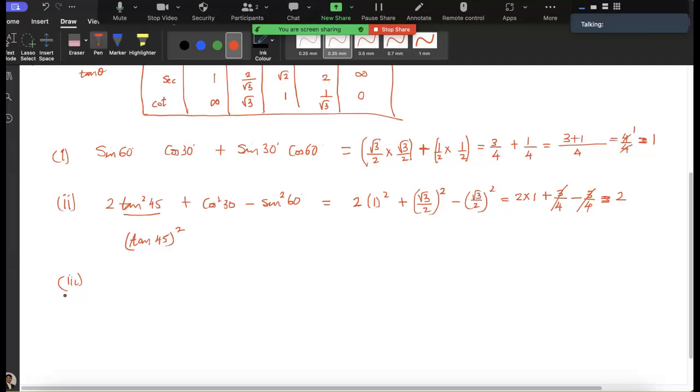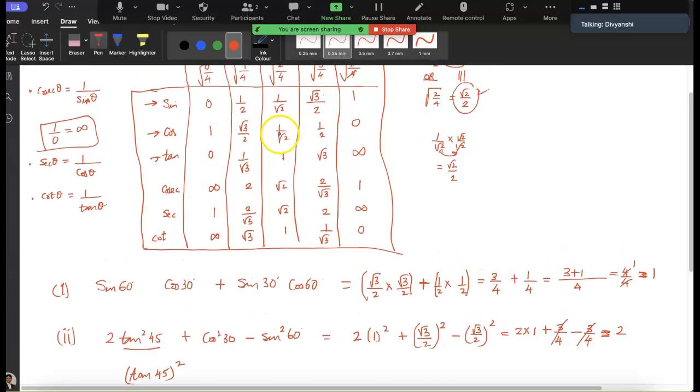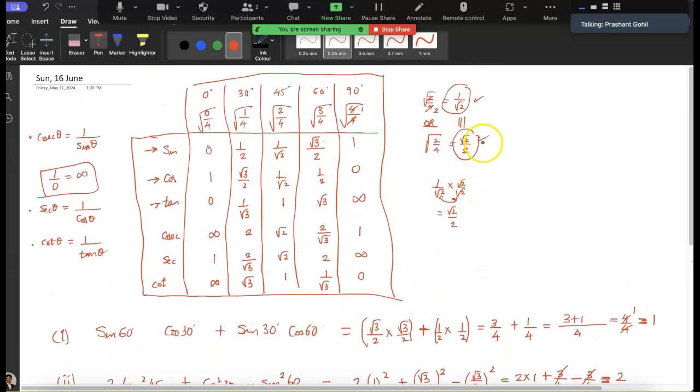Next. You have cos 45 degrees divided by sec 30 plus cosec 30. Now, what is cos 45? Look at what is cos 45. 1 upon root 2. Okay, now what can you write your 1 over root 2 as? Root 2 over 2. If you rationalize this, it means the same thing.